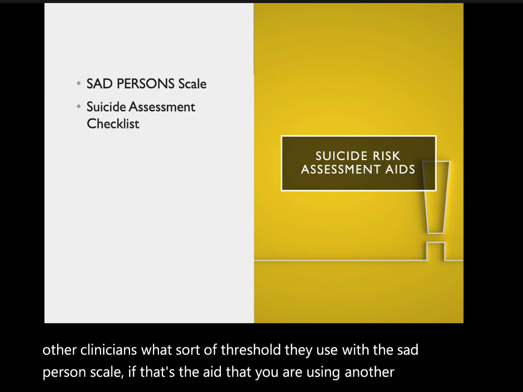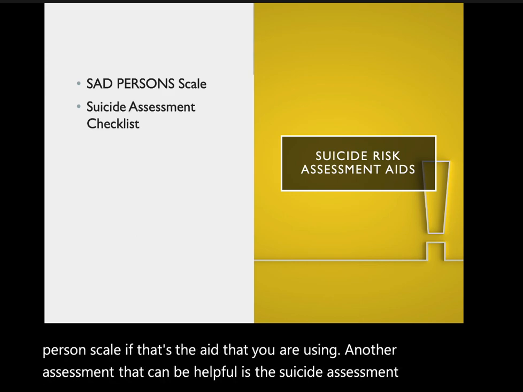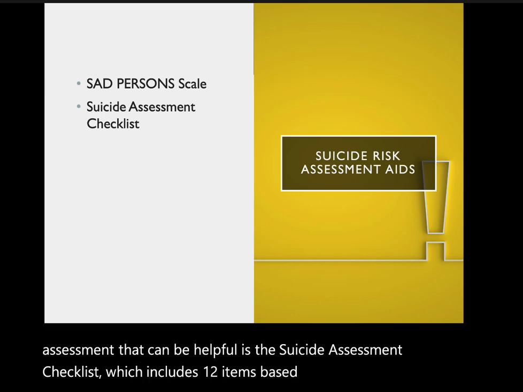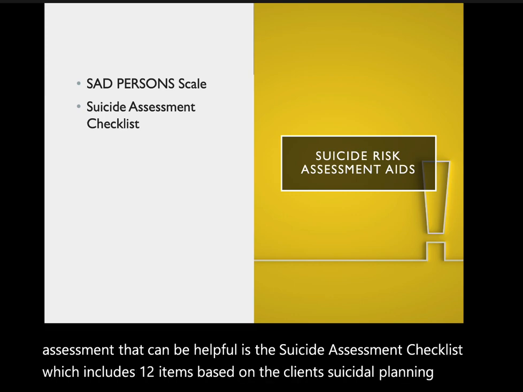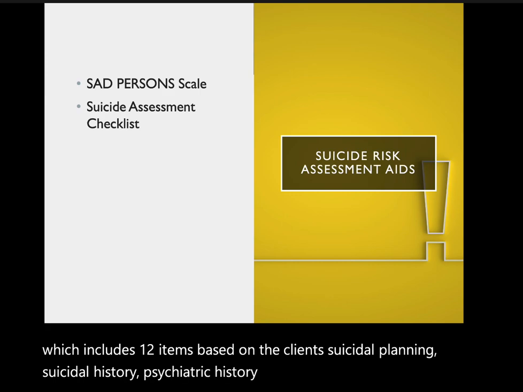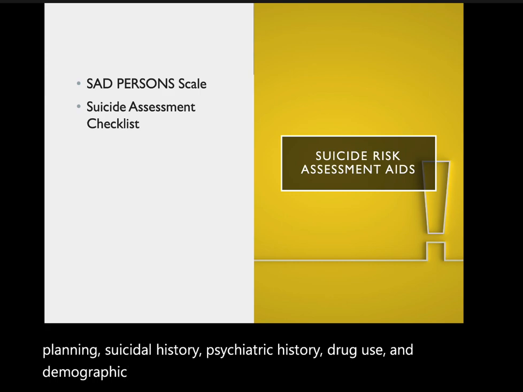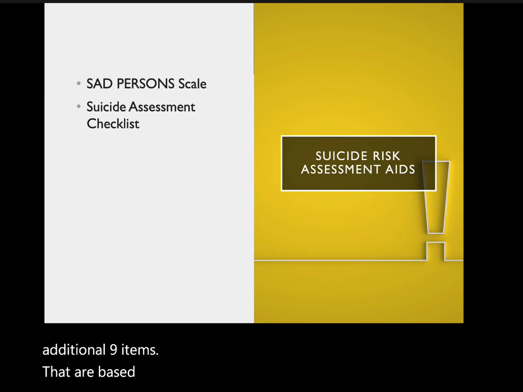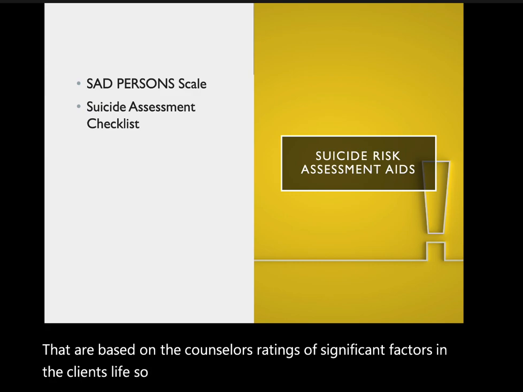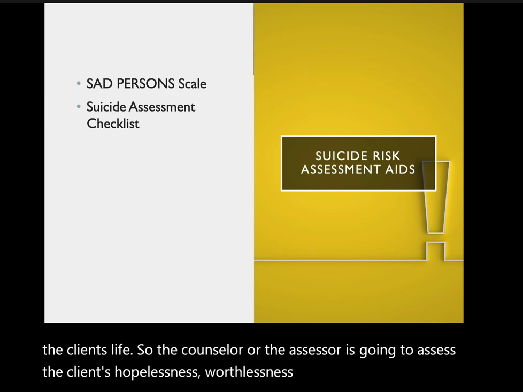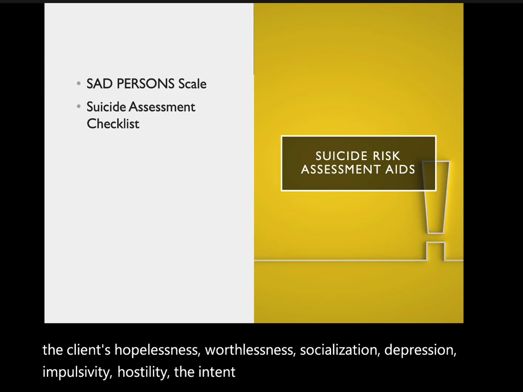Another assessment that can be helpful is the Suicide Assessment Checklist, which includes 12 items based on the client's suicidal planning, suicidal history, psychiatric history, drug use, and demographic characteristics. And on top of each of these there are an additional 9 items that are based on the counselor's ratings of significant factors in the client's life. So the counselor or the assessor is going to assess the client's hopelessness, worthlessness, social isolation, depression, impulsivity, hostility, the intent to die, environmental stress, and future time perspectives.